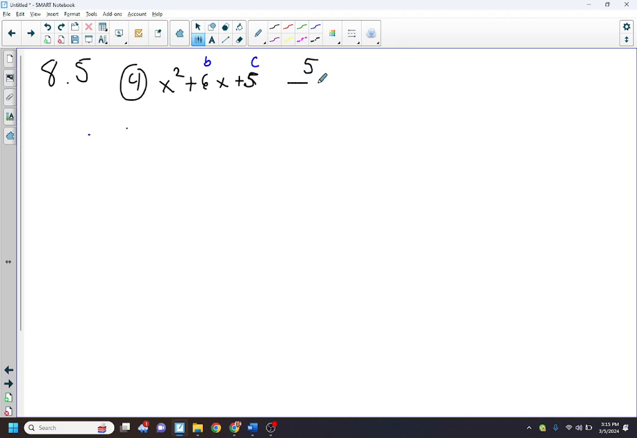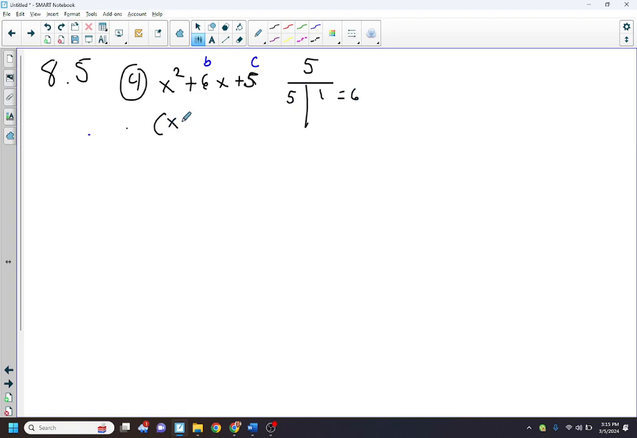I'm going to say it for the video. So you need things that multiply to 5, but they have to add to 6. Lucky for us, 5 only has one pair that multiplies to 5: 5 and 1. Well, that makes 6. So you do x.